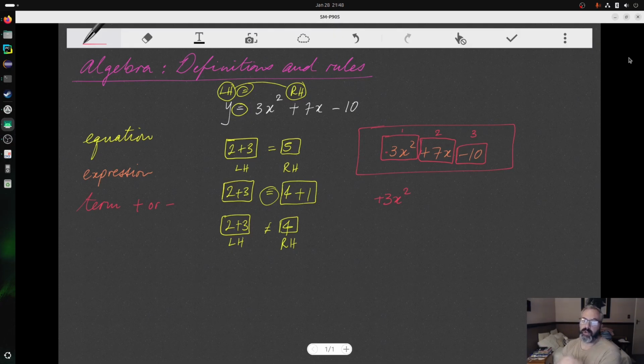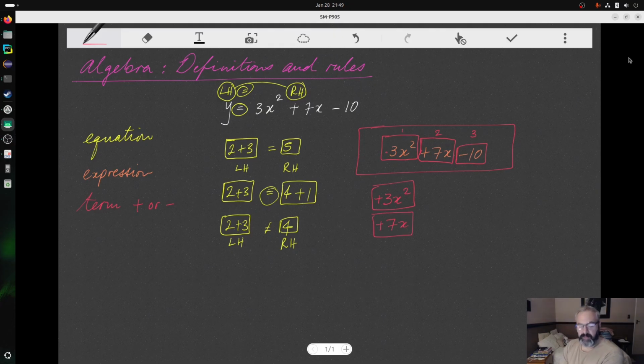But normally we don't write positive or plus 3x squared. If I give you 3x squared, that automatically means that it's positive. Unless I wanted it to be negative, then I would have written down negative 3x to the power of 2. If there's nothing there, then automatically it is positive. That's the first term. Now remember, the sign is important. So can you tell me what the next term is? Yes, the next one is positive or plus 7x.